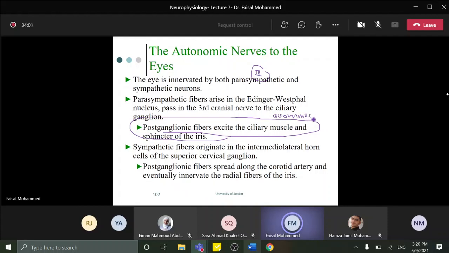The other thing is the pretectal nucleus on the pupil, because the pupil is important for the light reflex. Both ganglionic fibers supply the circular muscles. Sympathetic fibers supply the radial muscles and parasympathetic fibers supply the circular muscles. Stimulation of the sympathetic causes dilation of the pupil.